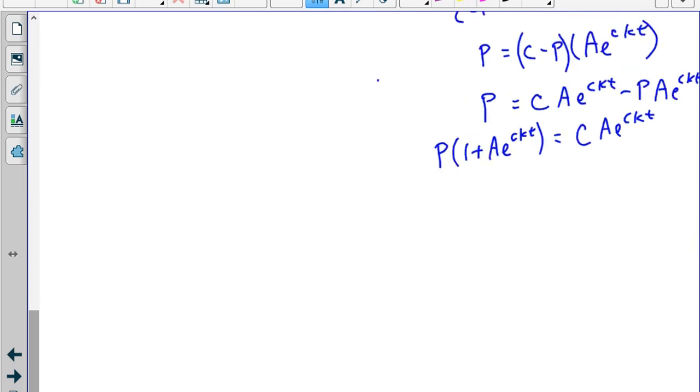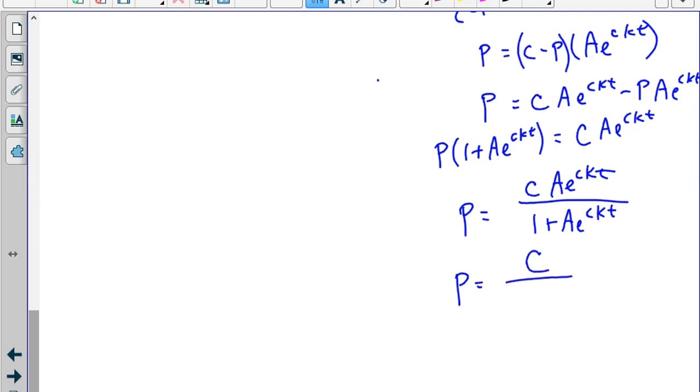Now I'm going to divide. This is a lot of work. p equals c A e to the ckt over 1 plus A e to the ckt. And then what ends up happening here is I can leave it like this, or I can multiply the numerator and denominator by some constant times e to the negative ckt. And so I end up with the carrying capacity over 1 plus some different constant times e to the negative ckt.